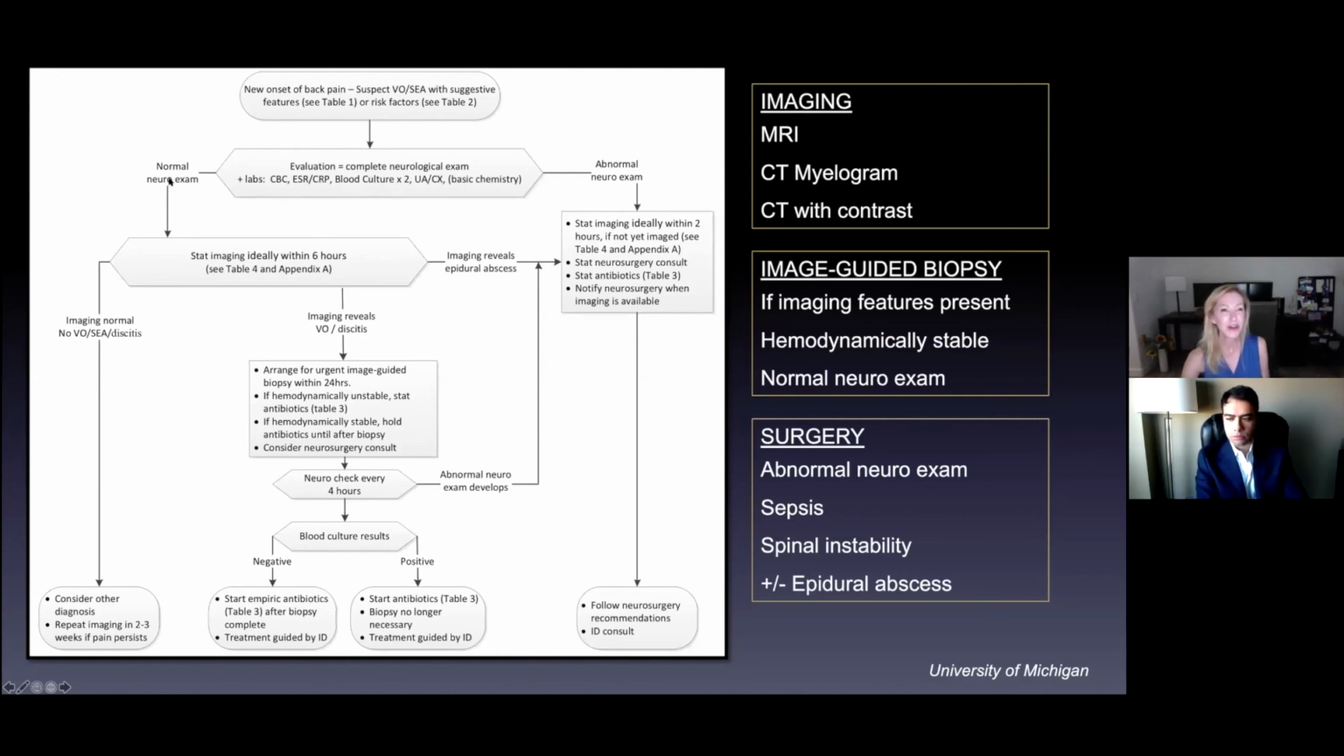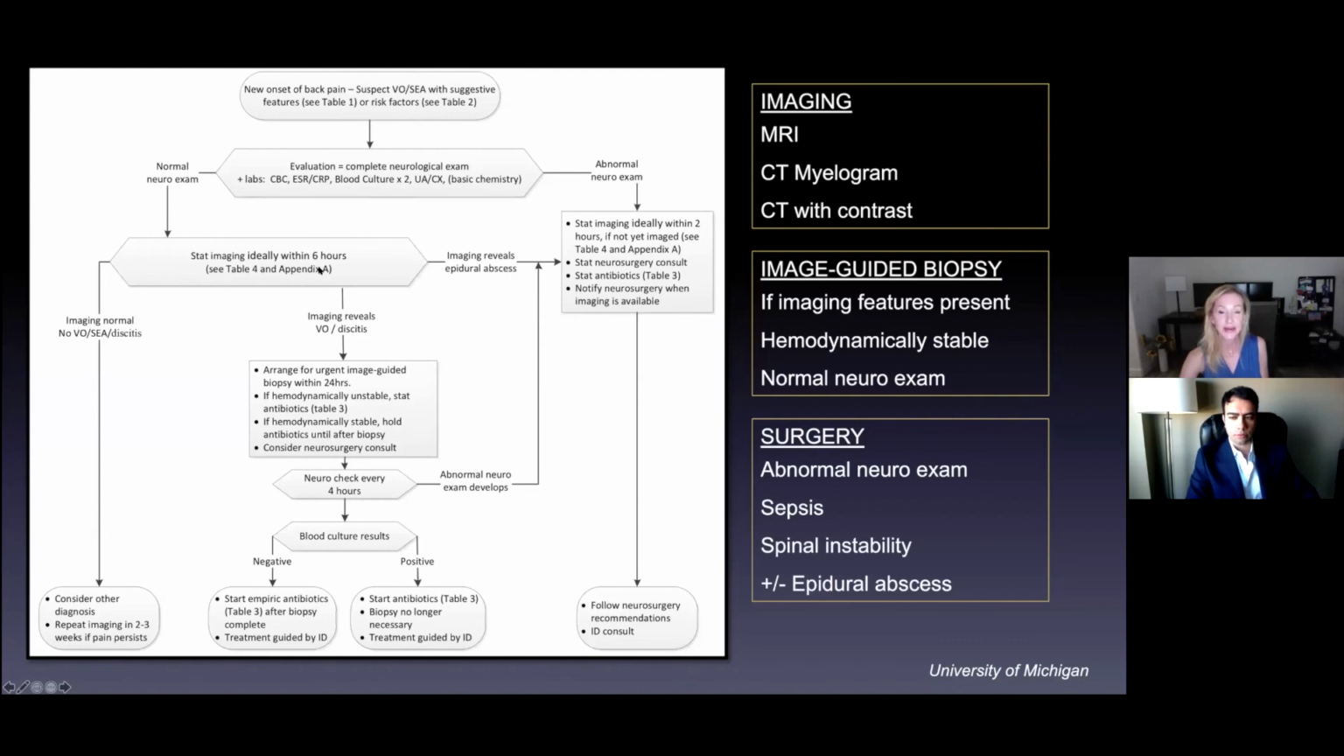So then you go down this algorithm this way. Normal neuro exam. This is what Dr. Rasouli said: if they don't have deficits, you can wait a little bit longer. If they do, then the surgeons need to get involved immediately. And I'm going to let you talk just a minute as soon as I go through this. So normal neuro exam means you have a little bit longer to figure out what it is.